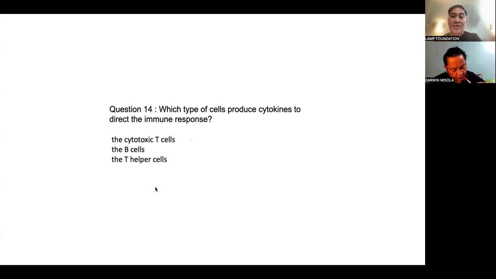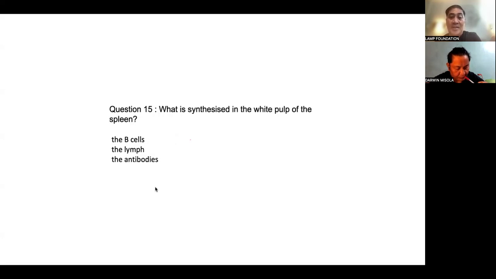Sige, tapusin muna natin to. Which type of cells produce cytokines to direct the immune response? The T helper cells. Okay, these are actually the T cells that will call on the soldiers. Sige, dumami na kayo. Okay, next, number 15. What is synthesized in the white pulp of the spleen? The antibodies. Okay, let's discuss.